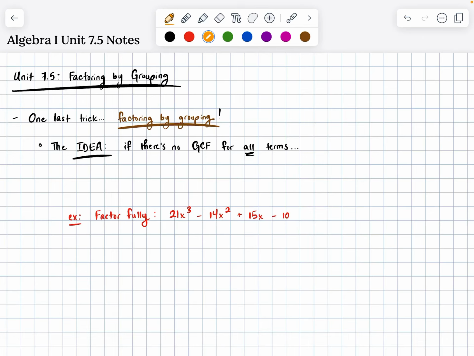And the idea is that if I can't find a GCF for everything, maybe I can find a GCF for some parts of my polynomial. The big picture idea here is that I want to take my polynomial and chunk it. I want to split it up, break it down into pieces, and maybe I will be able to find a greatest common factor, not for the whole thing, but for each of the groups that I create.